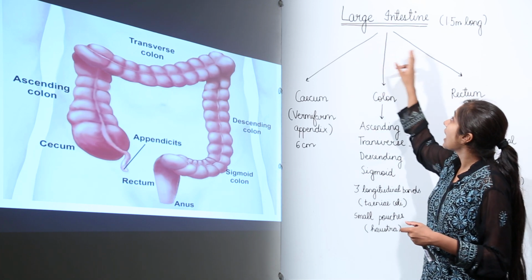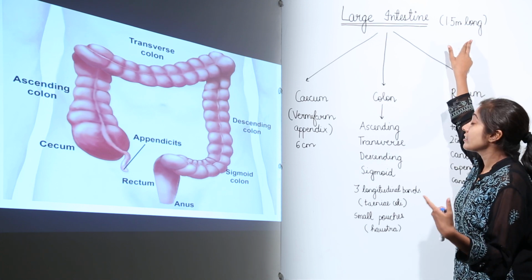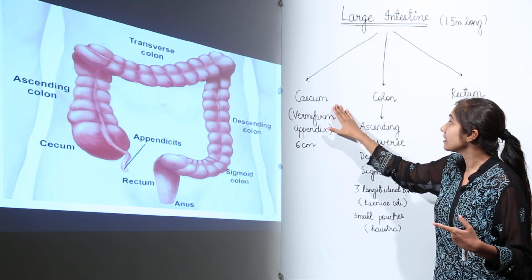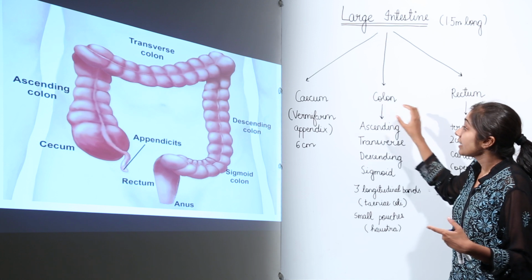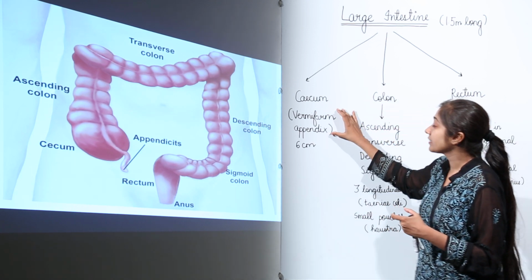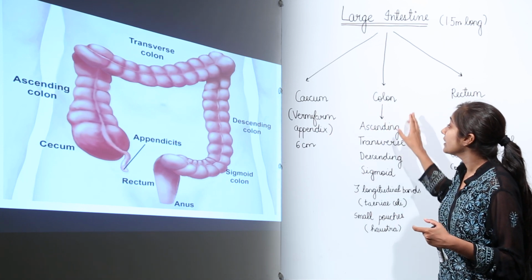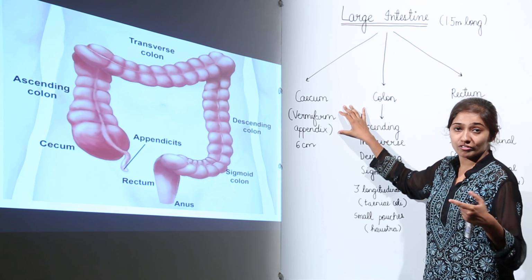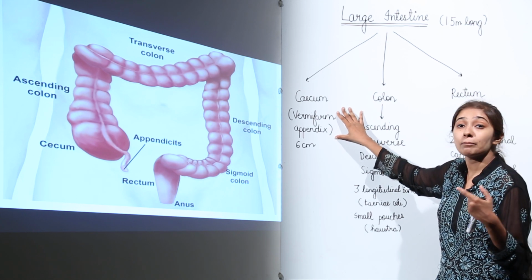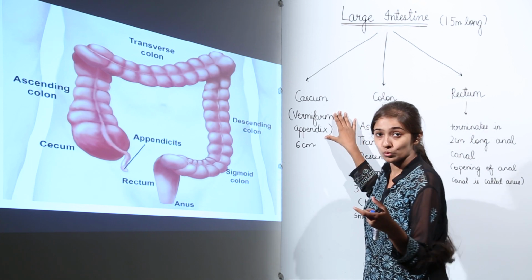So remember that the large intestine, which is 1.5 meters long, is divided into three parts, that is cecum, colon and rectum. The cecum has an elongation of this highly coiled structure that we call the vermiform appendix, right. And the inflammation of the appendix is known as appendicitis. This appendix contains lymphoid tissues, okay.